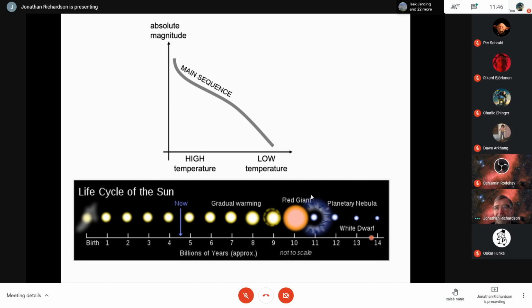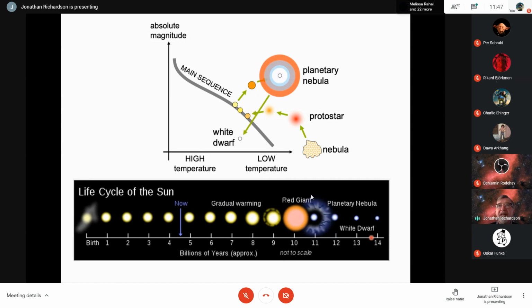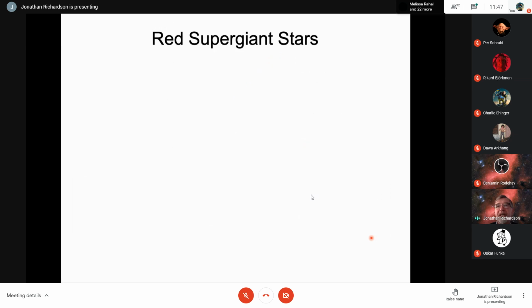Now, I talked a few minutes ago about the sun. The sun is a small star in relation to others. You'll see this now, the process as the sun moves from nebula, protostar, main sequence, red giant, planetary nebula, and finally into the white dwarf phase.